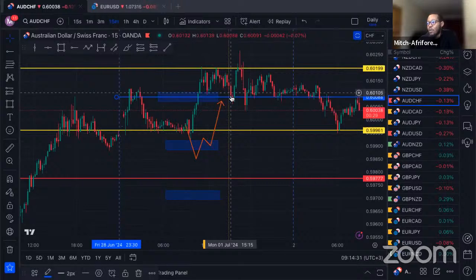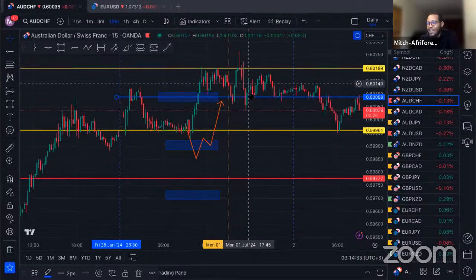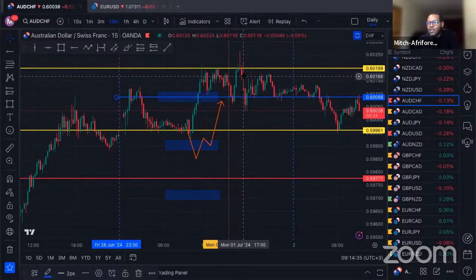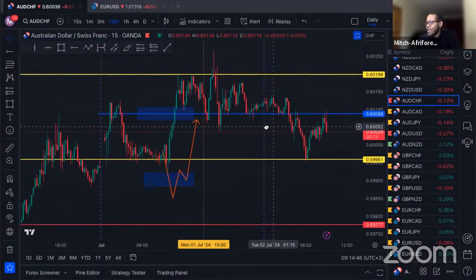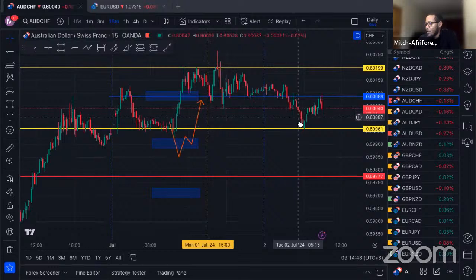So at 3 o'clock, price was holding within here, but you can clearly see the US big boys were not actually interested in looking for any trading opportunity. They were not looking for buys or sells on either the Australian dollar or the Swiss franc. And that's why you're finding the market was just ranging.